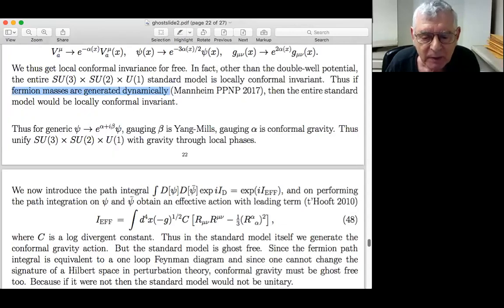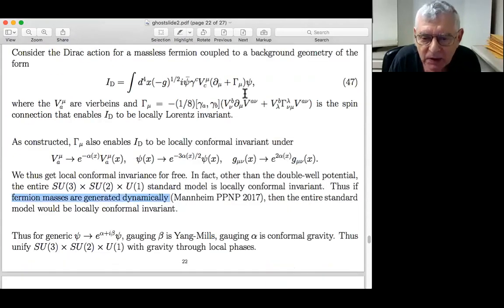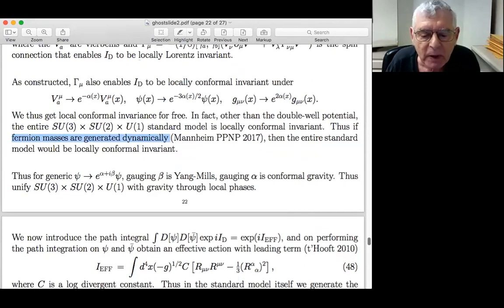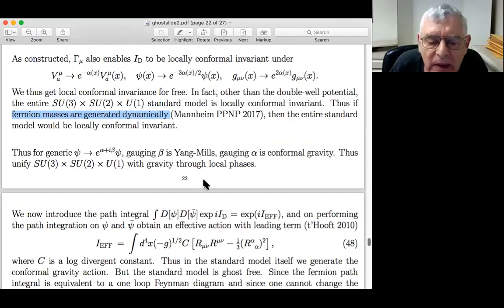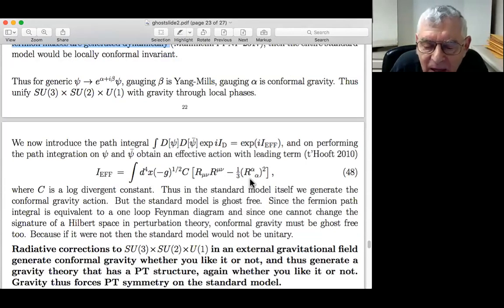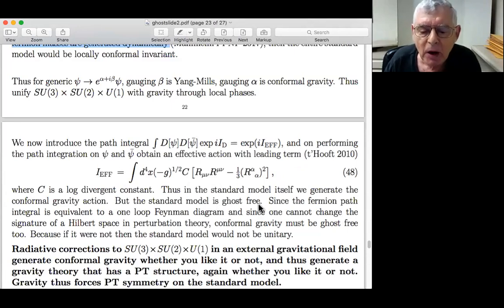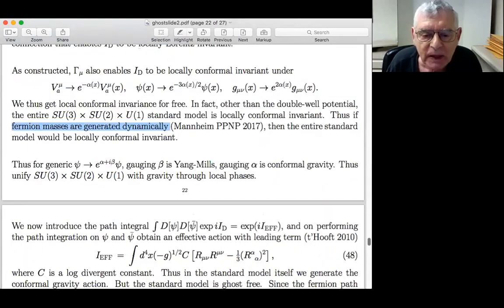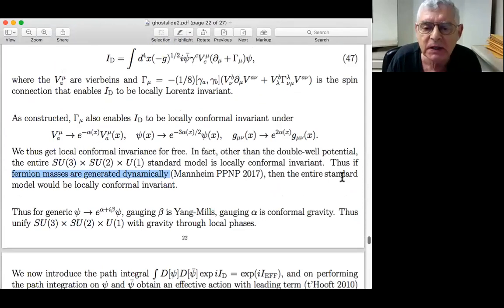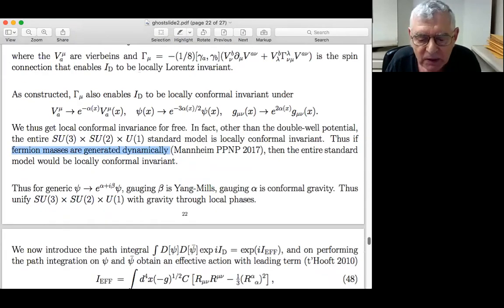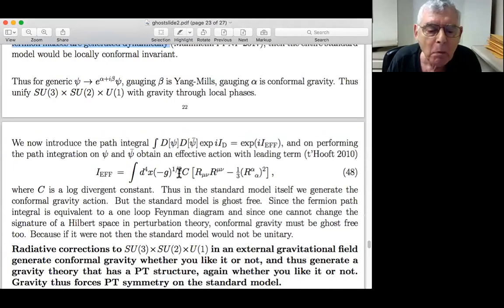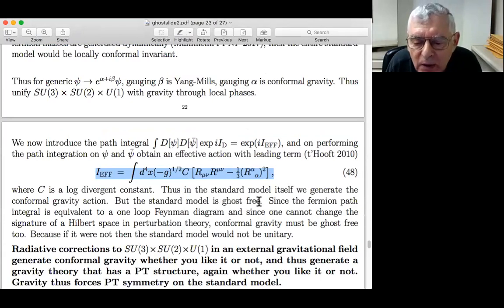Now comes the final remark. So now let's take this action that we all use all the time and do the fermion path integral. I generate an effective action, and that effective action is the conformal gravity action, where C is a log divergent constant. Now, the standard model is ghost-free. Doing the fermion path integral in a background gravitational field cannot change the Hilbert space because it's just the same as a one-loop Feynman diagram in that gravitational field. And therefore, this theory must be ghost-free. It's ghost-free because you generate it by a one radiative loop correction to a model that is already ghost-free.